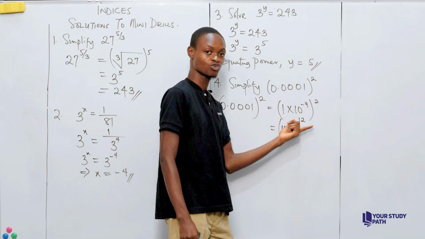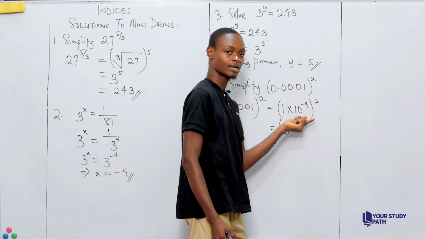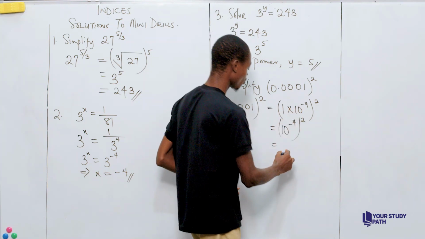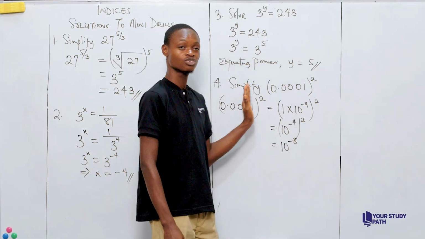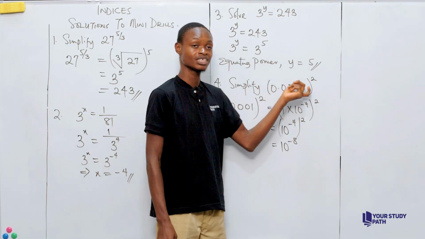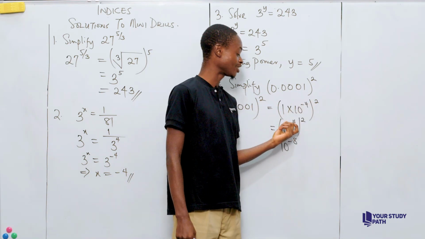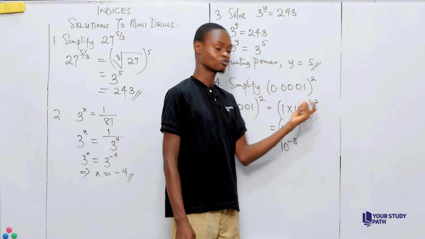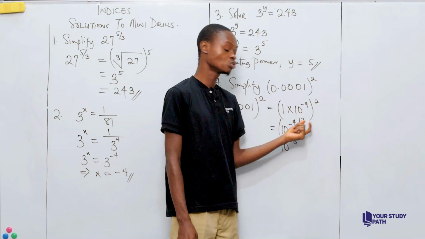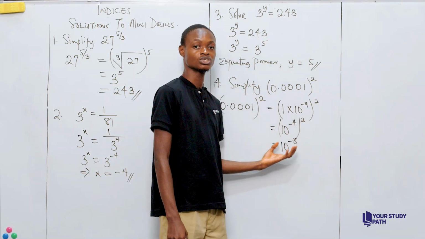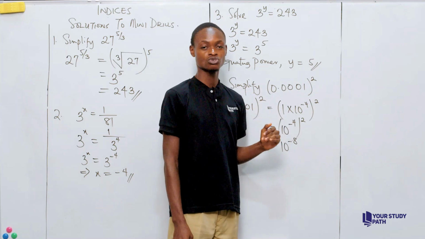Now, at this point, we have two powers, so we can just multiply these powers. So you have minus 4 times 2, which gives you minus 8. So your final result will be 10 raised to the power minus 8. So to do this question, we first converted to standard form. We got 1 times 10 raised to the power minus 4, which is 10 raised to the power minus 4, and then expanded, which is just to multiply the powers. So minus 4 times 2 gives you minus 8. So your final result is 10 raised to the power minus 8. This answers our fourth drill question.